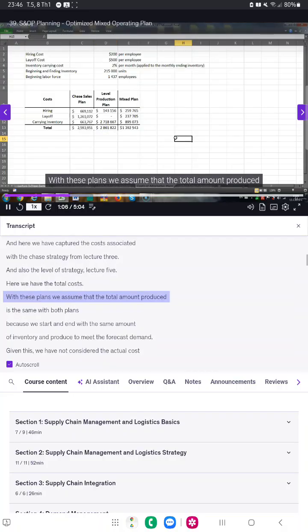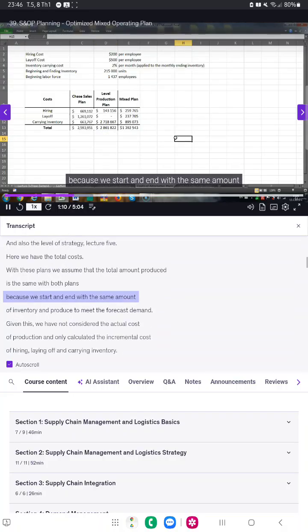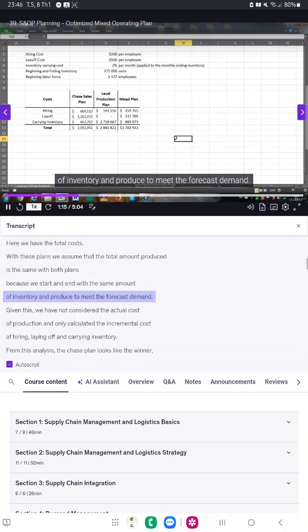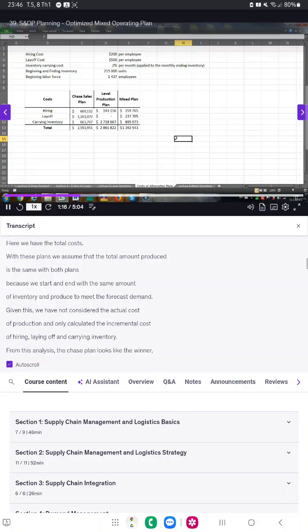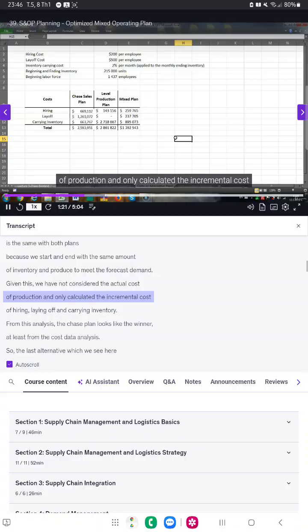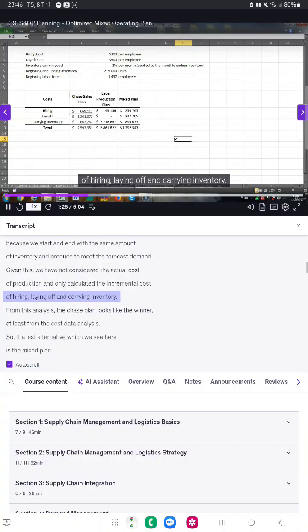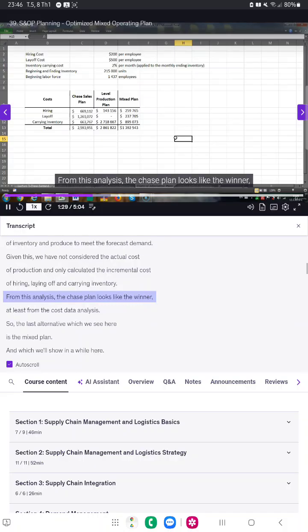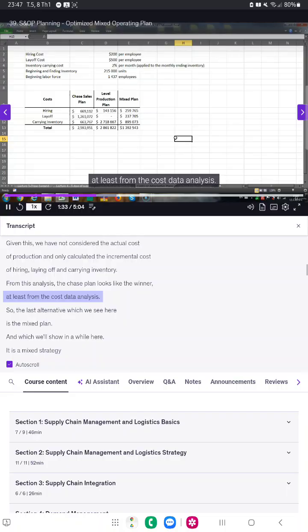With these plans, we assume that the total amount produced is the same with both plans because we start and end with the same amount of inventory and produce to meet the forecast demand. Given this, we have not considered the actual cost of production and only calculated the incremental cost of hiring, laying off, and carrying inventory. From this analysis, the chase plan looks like the winner, at least from the cost data analysis.